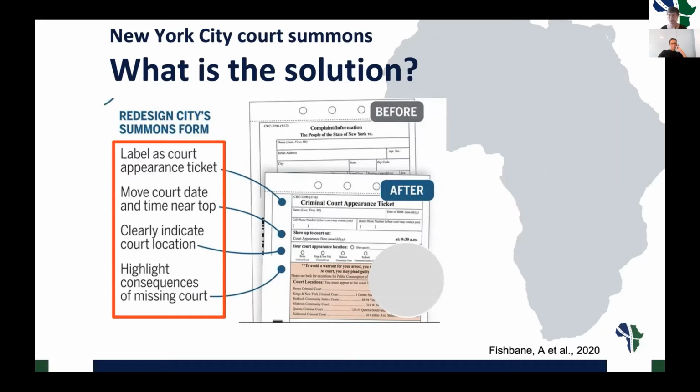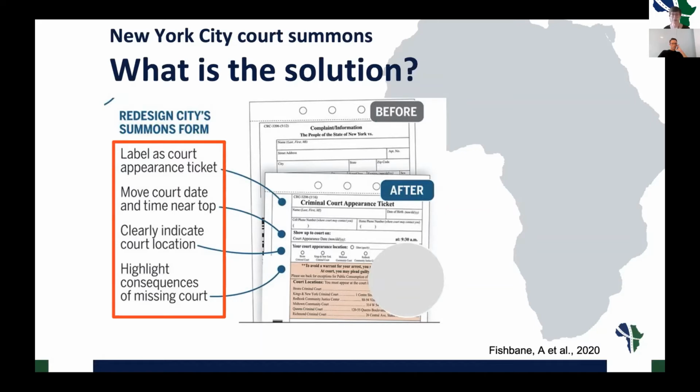This sounds like a no-brainer, but they identified multiple problems with the existing form that made the fact that you had to show up for court not very obvious. The date, time, and location where you had to go were not very clear. Some of the really important information was on the back of the form. So they just made some tweaks.